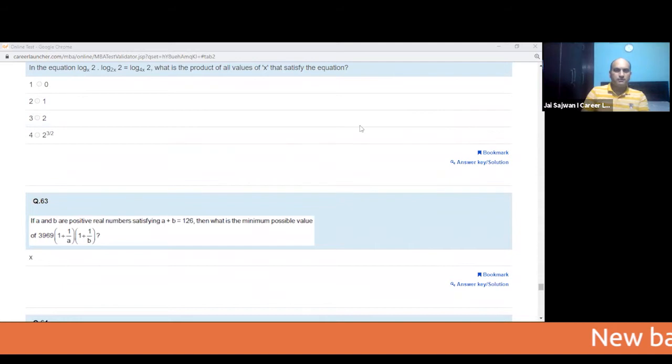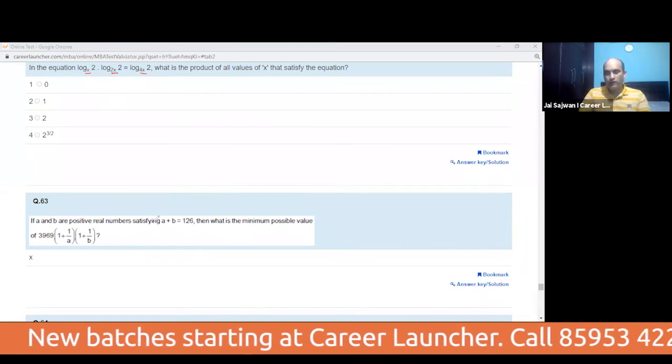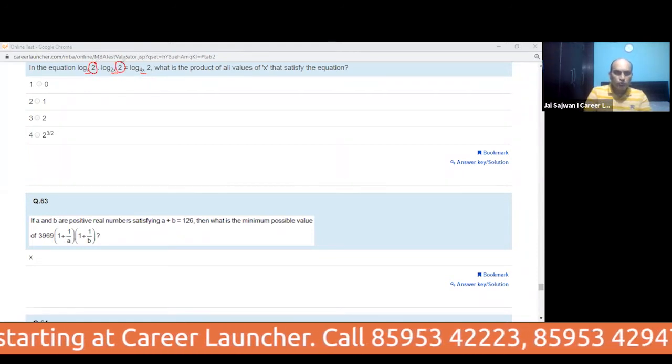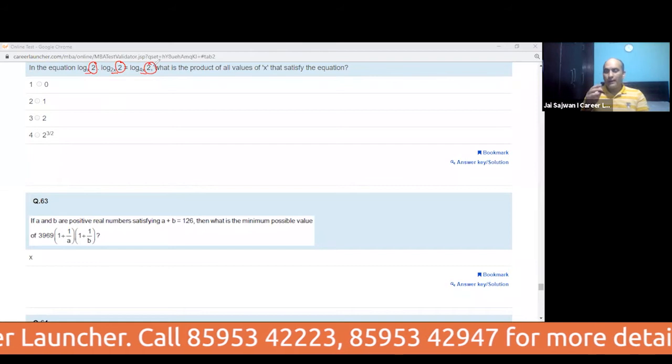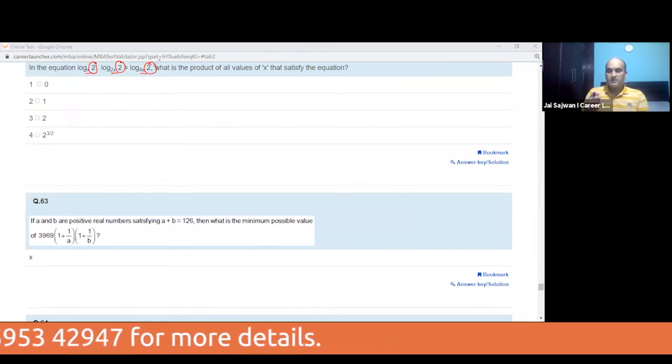The question says, here are the values. The bases are log x, log 2x, log 4x. All of these values are different. Look at this: 2, 2, 2. I can only do the calculation when the bases are the same. When the bases are different, you cannot compare the log values.